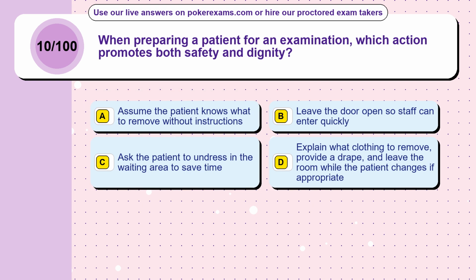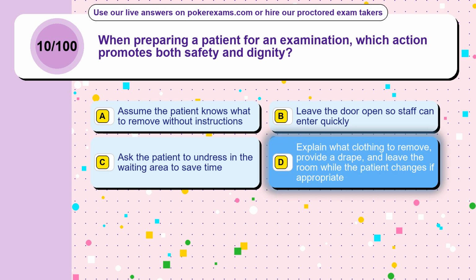Question 10. When preparing a patient for an examination, which action promotes both safety and dignity? Option A. Assume the patient knows what to remove without instructions. Option B. Leave the door open so staff can enter quickly. Option C. Ask the patient to undress in the waiting area to save time. Option D. Explain what clothing to remove, provide a drape, and leave the room while the patient changes if appropriate.